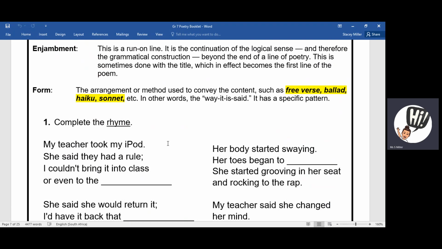My teacher took my iPod. So take capital A and do a capital A there. Okay, in color. Then we go to the second line. She said they had a rule. Does iPod and rule rhyme? No. So we're now introducing our second rhyme word. And we just say B because that's next in the alphabet. Then we go, I couldn't bring it into class. Does class rhyme with iPod or rule? No. So we put a C. So that's our next rhyming word. Or even to the school. Does school rhyme with iPod, rule, or class? Very good. It rhymes with rule. B there. So in the first stanza, if I said to you, what is the rhyming scheme? You would write A, B, C, B.